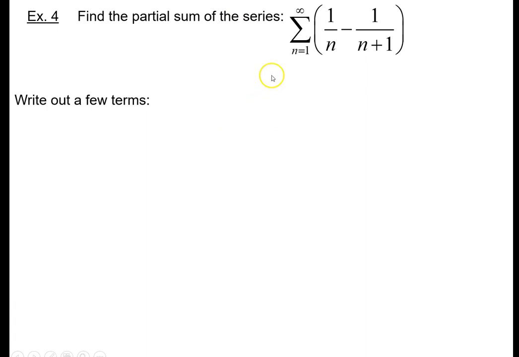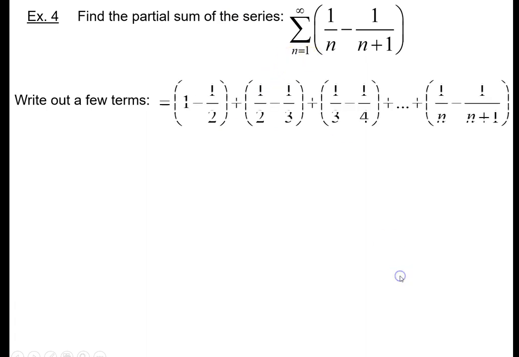So notice this series starts where n equals 1. So the first term would be 1 minus 1 over 2. The second term where n is 2 would be 1/2 minus 1 over 3, plus 1/3 minus 1 over 4. And then it would follow that pattern. And hopefully you notice that all of these terms in the middle will zero out. The negative 1/3 and the positive 1/3, those cancel out. The negative 1/2 and the positive 1/2, those cancel out.